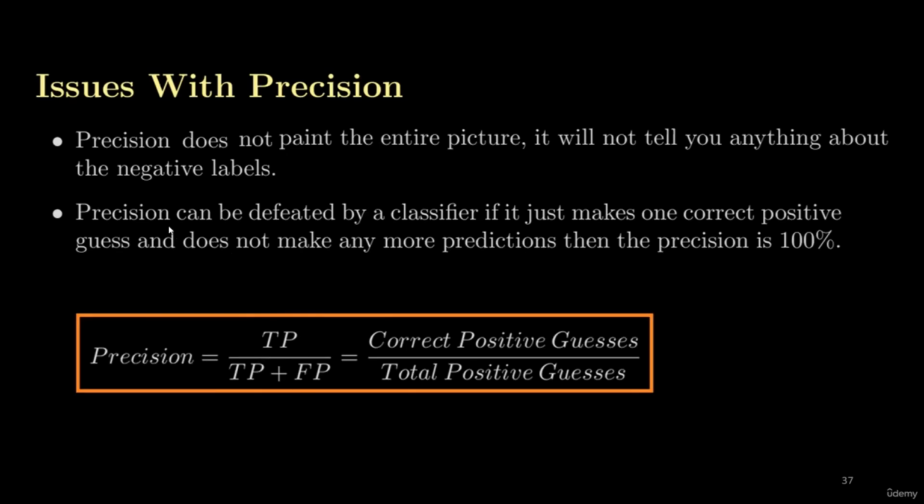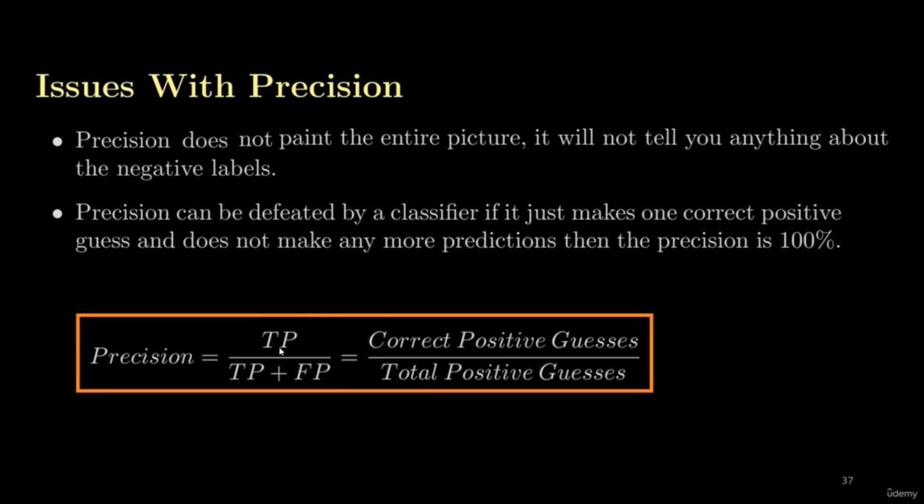In that case, precision can be defeated by a classifier if it just makes one correct positive guess and does not make any more predictions, then the precision is 100%. So what happens if the model predicts one correct positive guess? That is the true positive. And after that, it stops predicting anything. In that case, the precision is 100.